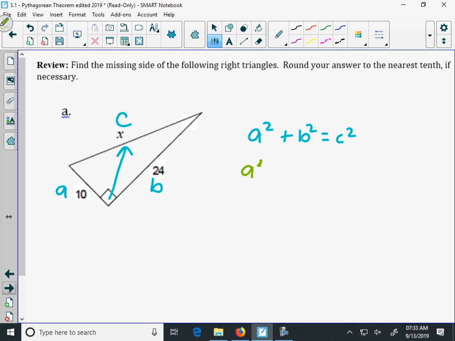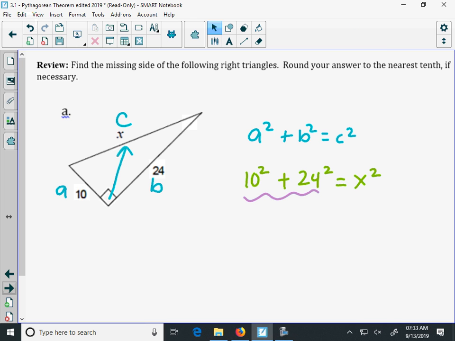We don't know what A squared is. Oh, you know what it is. Sorry. A is 10 squared. B would be 24, so 24 squared. And C is representing X. We don't know what that is. I don't mind if you just plug this all in your calculator in one step, or if you need to break it down into 2 steps. I don't care. What do we get when we do 10 squared plus 24 squared? 676. So 10 squared plus 24 squared is 676 equals x squared.